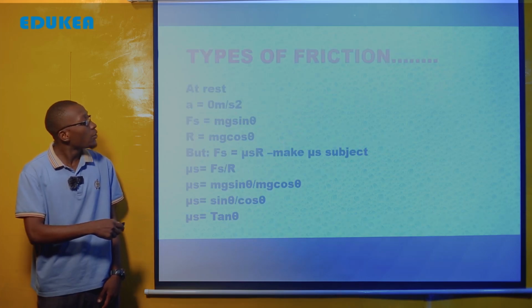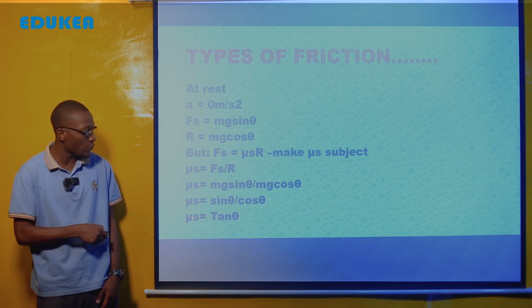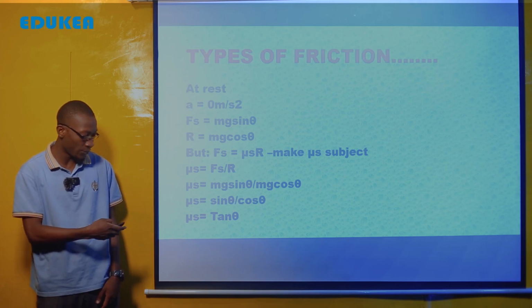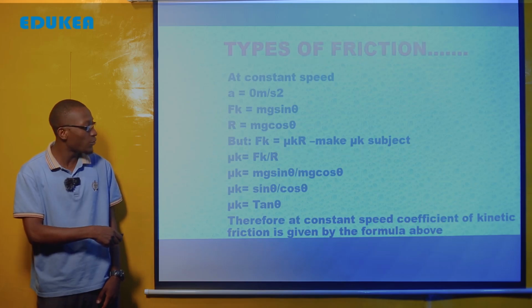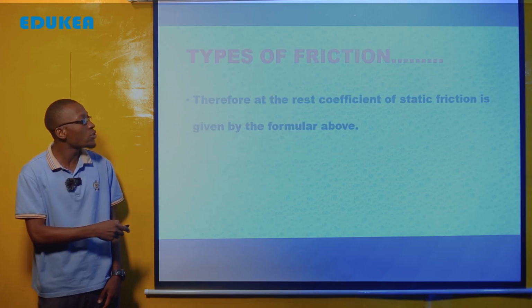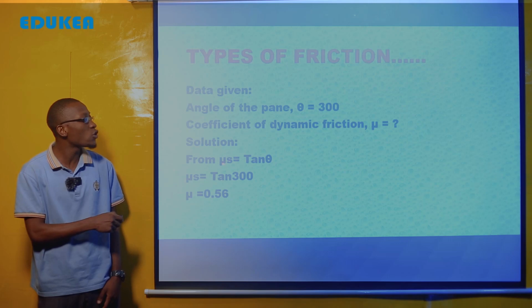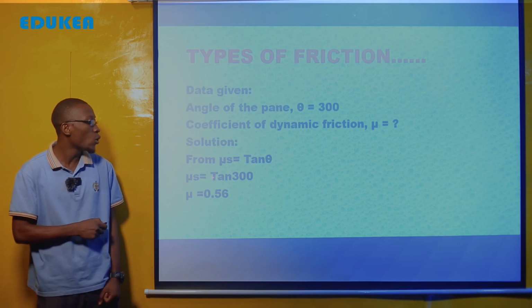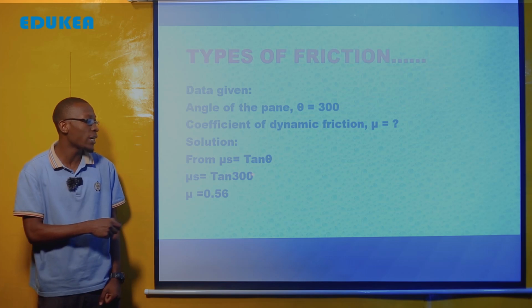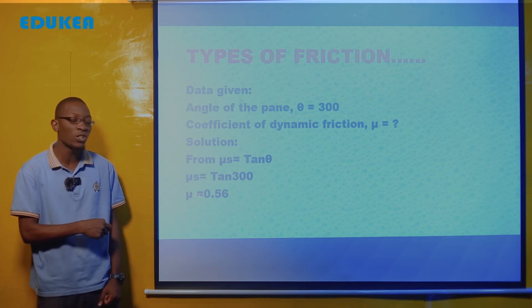of a body at the rest is equal to coefficients of static friction is equal to tan theta. And that's coefficients of dynamic frictions is equal to tan theta. So according to our questions or our examples, we use the formula that the coefficients of dynamic frictions is equal to tan theta. We apply tan ya 300, tutakuja kupata coefficients of dynamic friction is equal to 0.56.